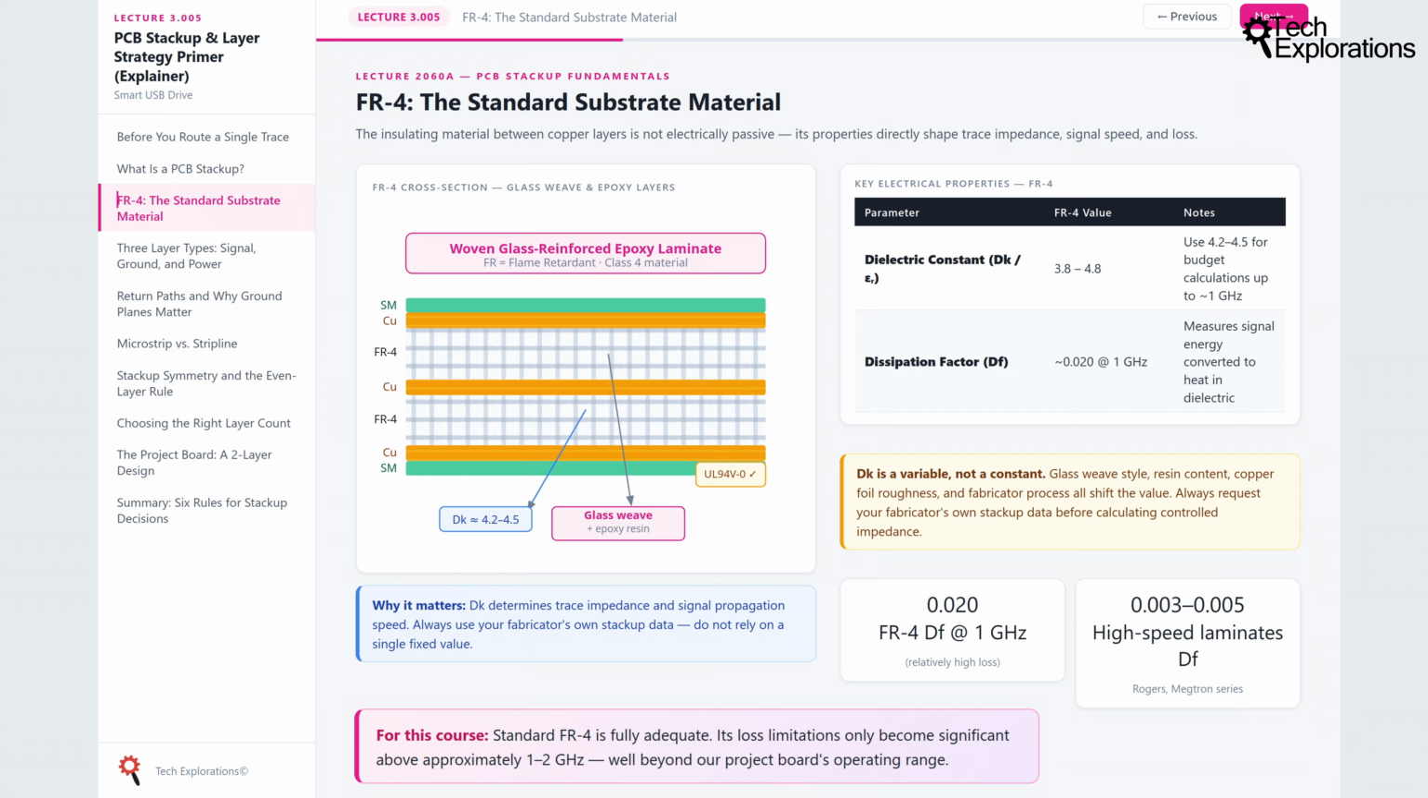FR4 is the standard substrate material for the vast majority of PCBs, including the project board in this course. FR stands for flame retardant. It meets the UL94V0 flammability rating, at least in commercial PCB grade formulations. The numeral 4 refers to the material class, a woven glass reinforced epoxy laminate. It offers a good balance of electrical insulation, mechanical strength, moisture resistance, and cost.